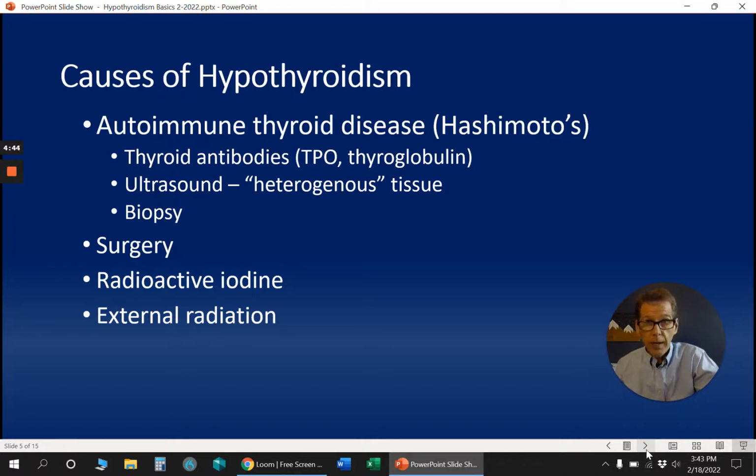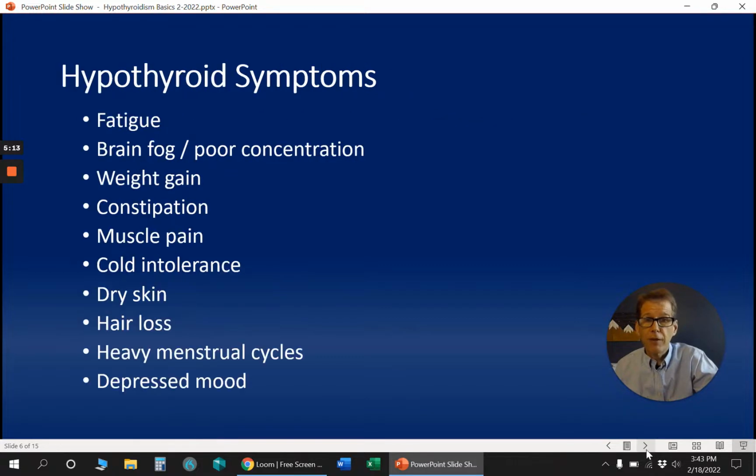Now, it turns out people can get low functioning thyroid, hypothyroidism, for a number of other reasons. Probably more commonly, these would include surgery for thyroid cancer or other benign thyroid conditions like thyroid nodules, people who've had radioactive iodine for overactive thyroid, or perhaps external radiation for another type of cancer. So, for example, head and neck cancer would be fairly common, that if the thyroid is in that radiation field, it can be damaged and ultimately become under-functioning.